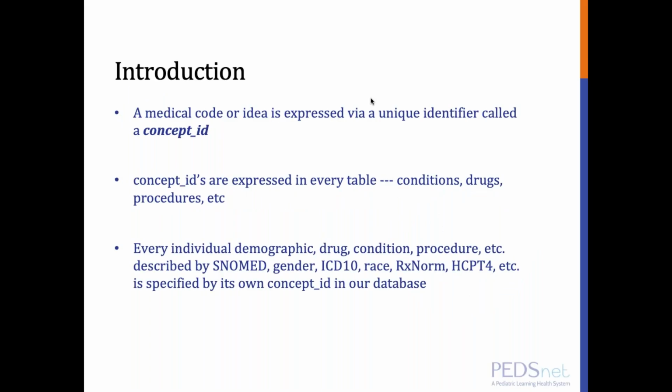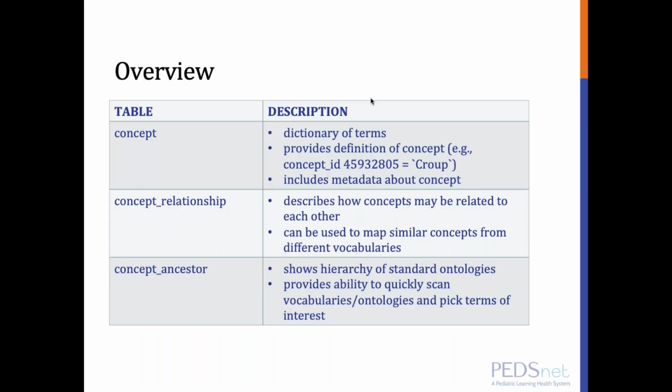Hey everybody, so I just want to go through the vocabulary tables that we have in our CDM. So first off, just about every idea that we capture in our database is associated with some notion of a concept, and so we index those concepts with concept IDs. So this really encapsulates everything like conditions, drugs, et cetera, and in order to really work with them, you have to understand the vocabularies that they come from. So some examples are SNOMED, ICD, RxNorm, but also broader ideas that also show up in our database, such as gender, race, and ethnicity. So the three main tables that we work with in these vocabularies are the concept table.